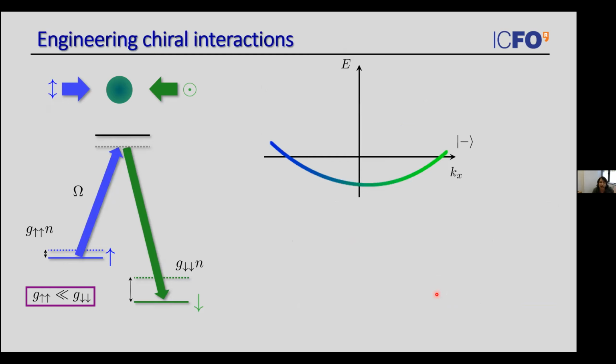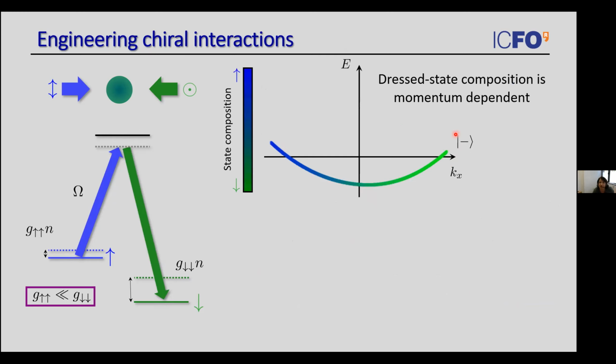And for that, we realized that if you look at these dressed states, I put them in this color scale. This is because their internal state composition changes. Yeah? And this dressed state composition is momentum dependent. This is exactly the trick that you use to shift this minimum and make a vector potential.